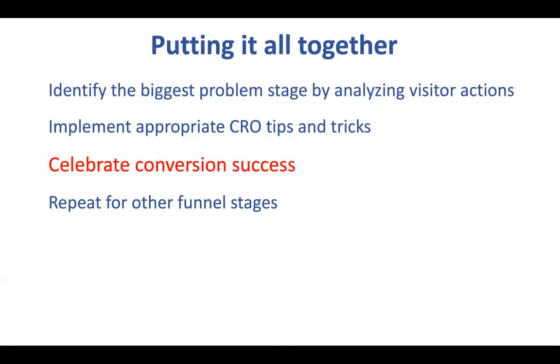And let's just put it together. What you're going to be doing is identifying the biggest product problem area by analyzing the visitor actions. And you're going to use those different sources of information I was telling you about and pick the one that seems to be the worst and start there. Then you're going to select appropriate CRO tips and tricks that you can use to make that portion of the visitor's thought process more persuasive.